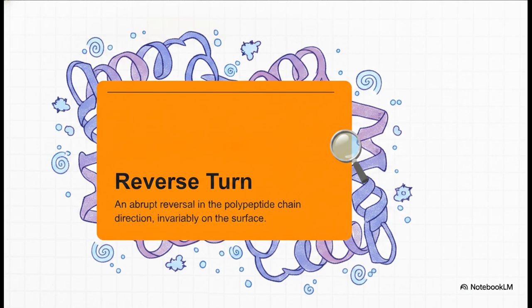Now, to keep the protein from just turning into a long, straight needle, the chain has to fold back on itself to become compact. It achieves this through reverse turns, also known as beta turns and loops. These force the chain to abruptly change direction, almost like a hairpin turn on a mountain road. A crucial thing to remember is that these turns almost always lie on the outer surface of proteins. They are perfectly positioned to interact with other molecules and the watery environment of the cell.